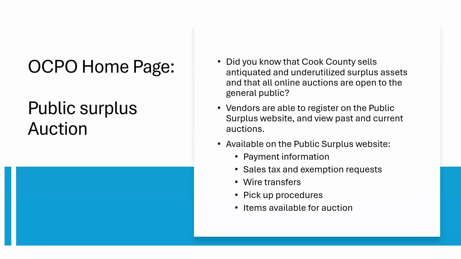So you can see the auctions that are coming up, the dates, and the limits of where the auction will start. You can also see previously awarded auctions just to get an idea of how the surplus works. When you go to the public surplus website, because it's a separate website from OCPO, it'll break down payment information, so how you pay for these things or how you're paid for these auctions, sales tax and exempt requests, so what applies with sales tax and what doesn't, how to do wire transfers, how to pick up the items after you've purchased them, and then a whole list of items that are currently available for auction. All that information is available on the public surplus page. I believe they have an auction a couple of times a month, and the dates are available on that page when you're searching for each of the items.